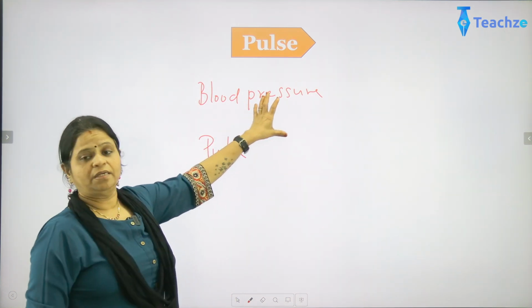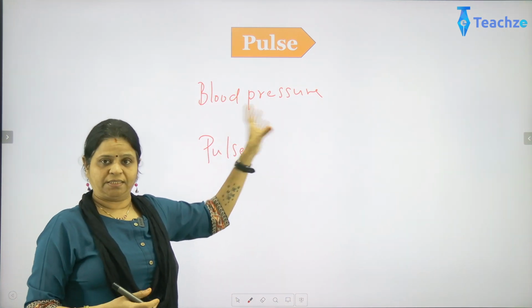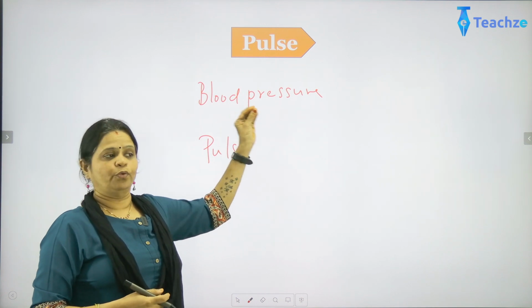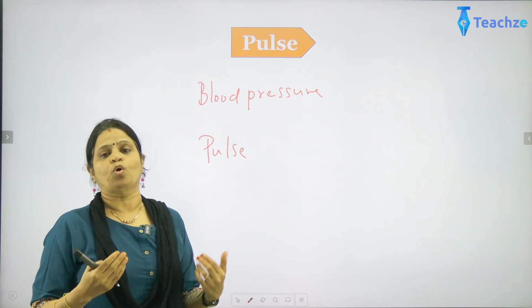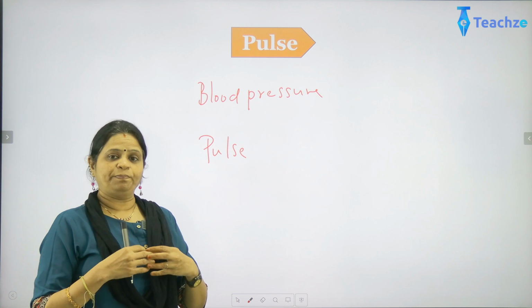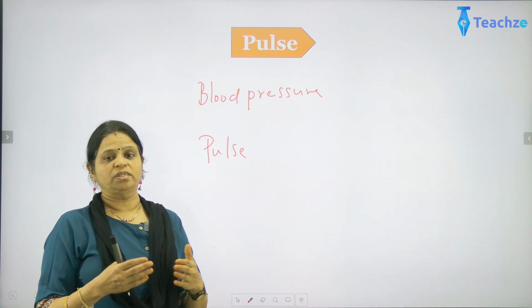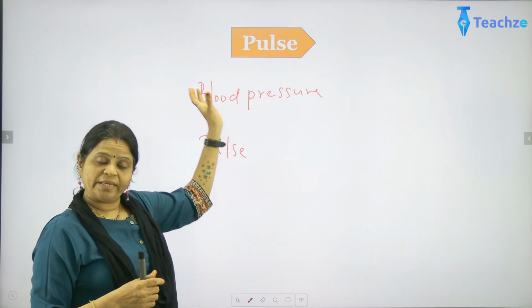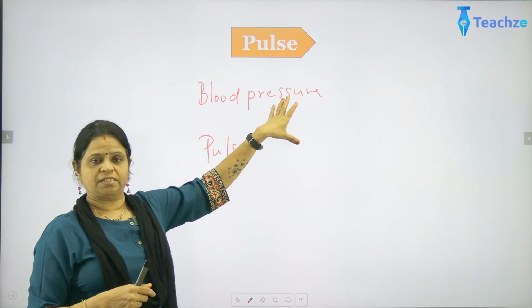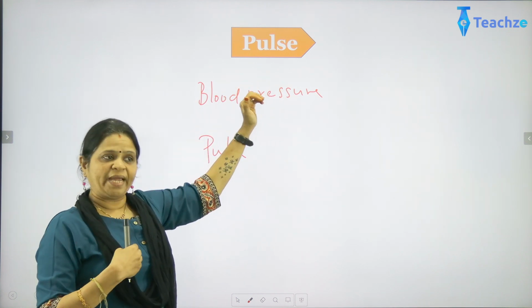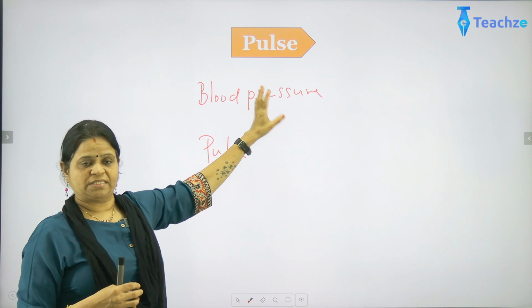Now, blood pressure will be the pressure of the arteries when the blood flows in the arteries and hits the walls of the blood vessels. So, the pressure obtained by hitting the walls of the blood vessels when the blood is flowing into those vessels is called the blood pressure, the way it hits the walls of that particular vessel.